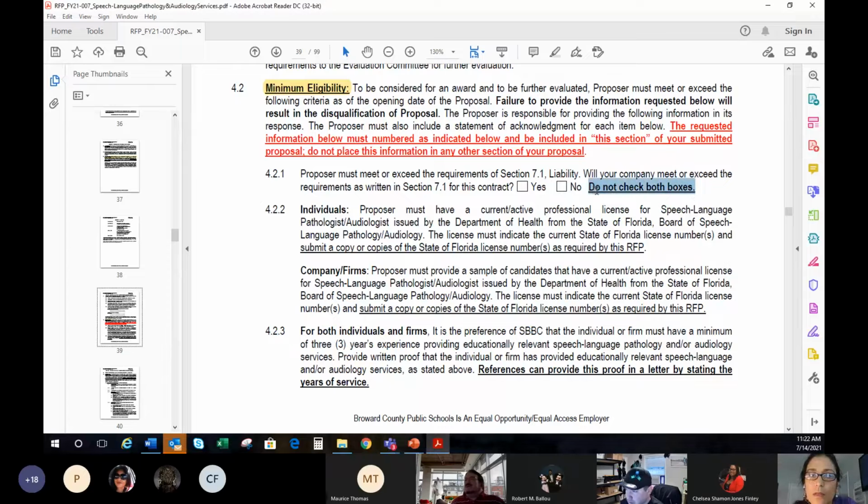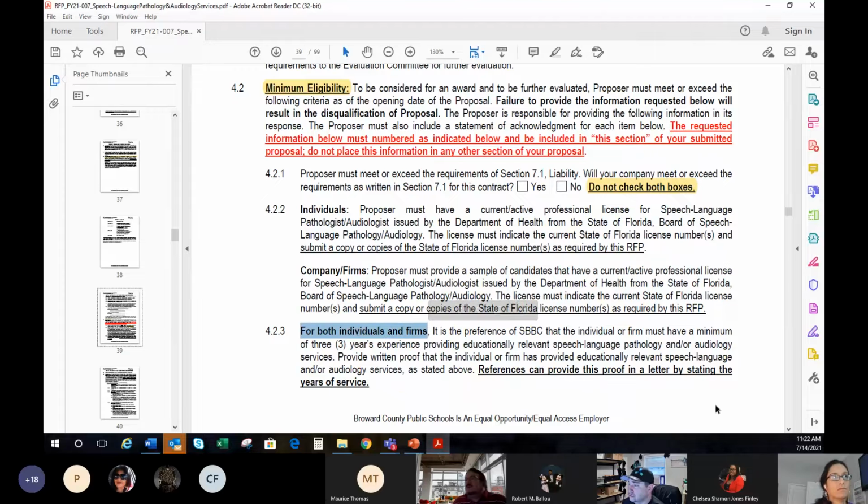And if you go down here, if you're an individual submitting the RFP, this is going to be a requirement. I've gone over what that requirement was before, and also for companies and firms. Now, section 4.2.3, this is for both individuals and firms. So both have to answer this section as it's required.